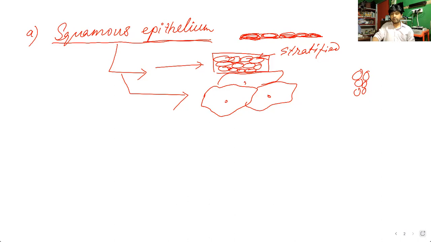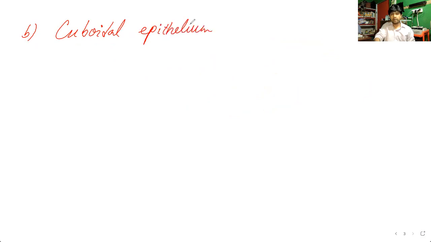So next one is coming. That is the cuboidal epithelium. Cuboidal, C-U-B-O-I-D-A-L. So cuboidal epithelium or cuboidal epithelial tissue. From the word, I think you understand cuboidal epithelium: the structure of the cells of this tissue are cube-like, okay, like a cube. So how is the cube?